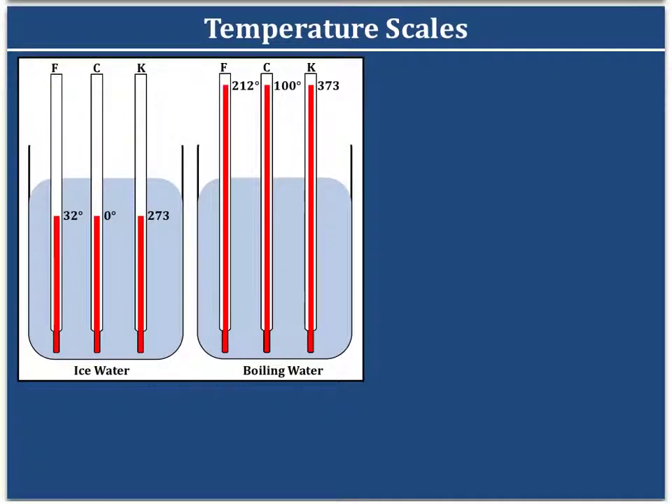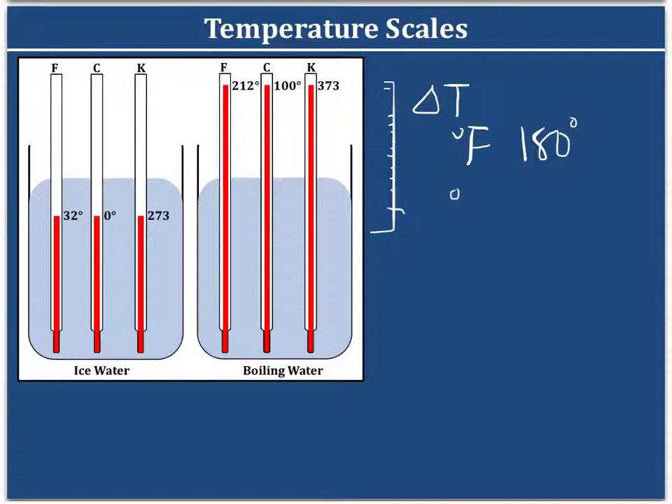Here we have the three scales again, so Fahrenheit, Celsius, Kelvin, and they're in ice water and then boiling water. So the delta T, or the difference in T, if we're talking about the change in temperature when we're dealing with Fahrenheit, there's a delta T of 180 degrees, or basically you can think of it as 180 little divisions between ice water and boiling water, so freezing and boiling.